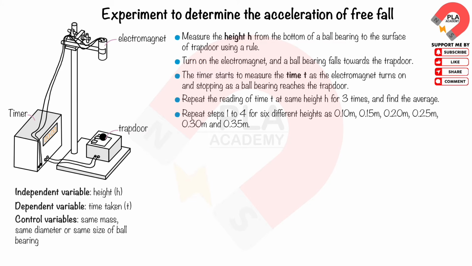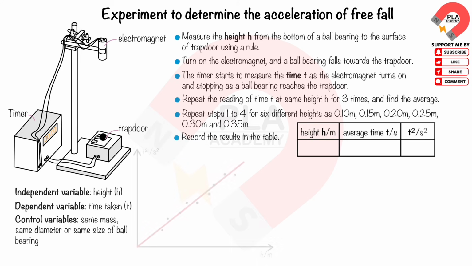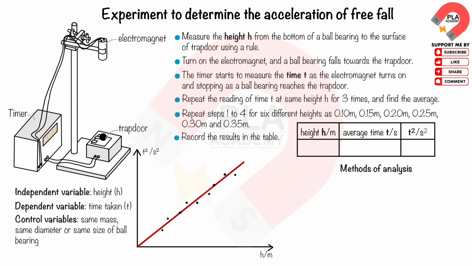Repeat steps 1 to 4 for 6 different heights: 0.10, 0.15, 0.20, 0.25, 0.30 and 0.35 meters. Record the results in the table. Plot the graph of time t squared on the y-axis and the height h on the x-axis, as shown. The method of analysis of this experiment is as follows.